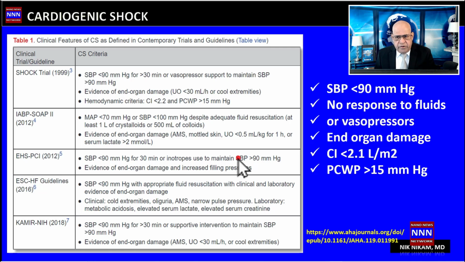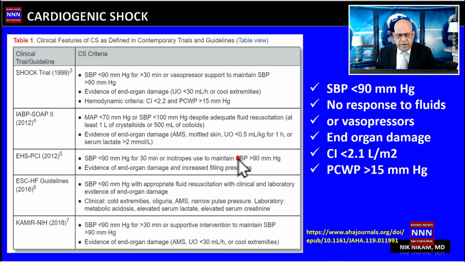The heart rate is 120. Systolic blood pressure is less than 90 millimeters of mercury. The patient is not responding to the IV fluids already given by the emergency room physician. You've already started some vasopressors. You listen to the patient. He's got rales over both lung fields. Obviously, he's got pulmonary edema.